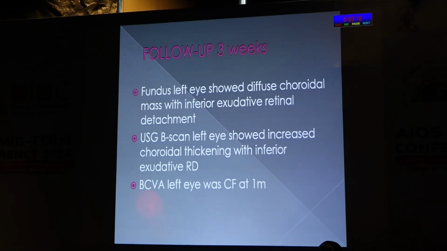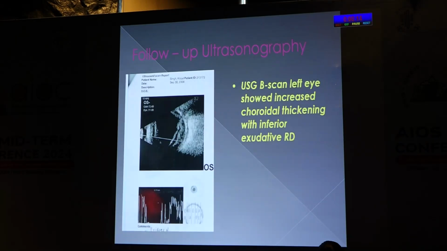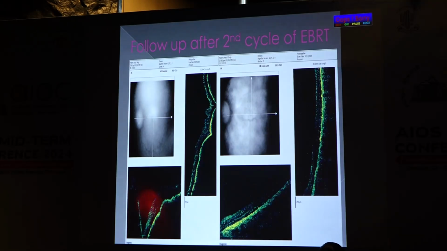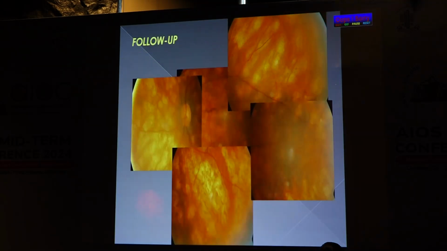There was a bit of increased choroidal thickening with inferior exudative RD, probably because of the intervention we did. This is the ultrasonography. So we ruled out any systemic involvement again. The bone marrow biopsy was done, which was within normal limits. The patient was sent for radiotherapy on the basis of the histopathology report. After 2 cycles of EBRT, his choroidal thickening started decreasing.